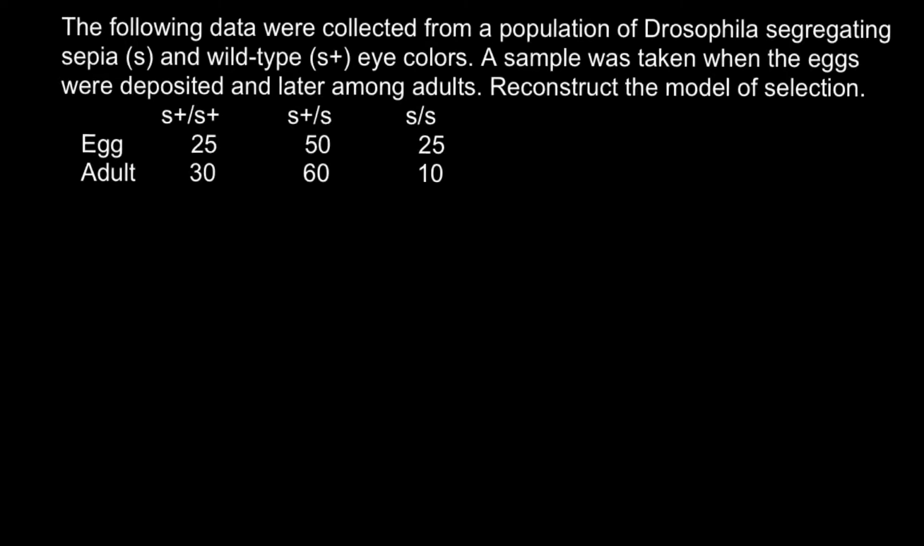Hello, this video is going to be about population genetics, breeding, selection and fitness. And here's a problem. The following data were collected from a population of Drosophila segregating sepia and wild-type eye colors. A sample was taken when the eggs were deposited and later among adults. Reconstruct the model of selection.